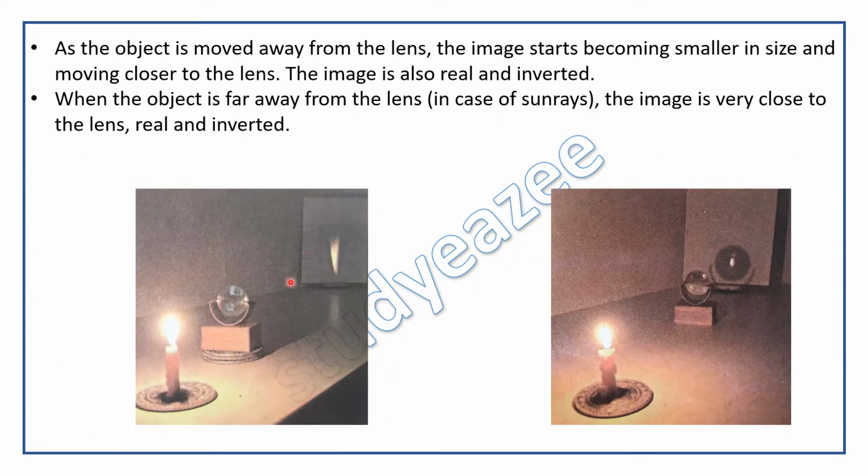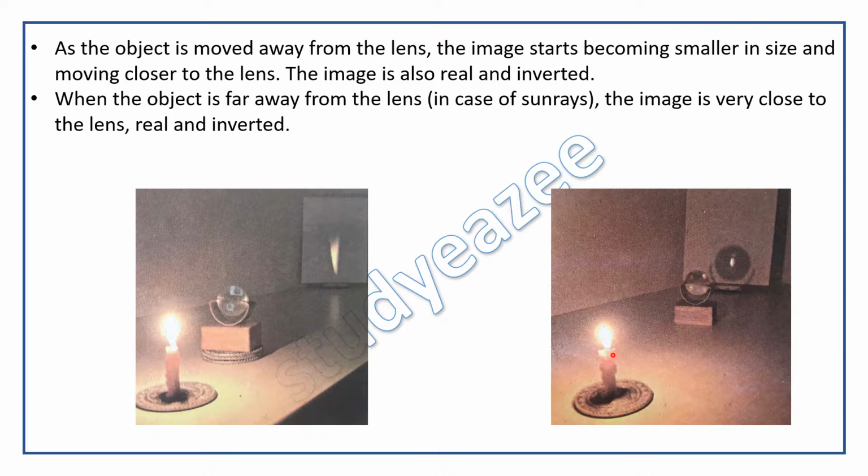As the object is moved away from the lens, you can see the candle is away from the lens. The image starts becoming smaller in size and moving closer to the lens. The image is much closer to the lens. The image is also real and inverted. It can be obtained on the screen.